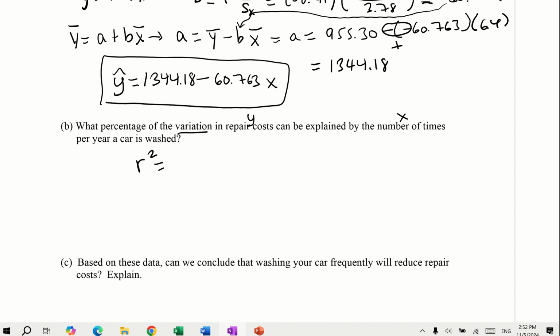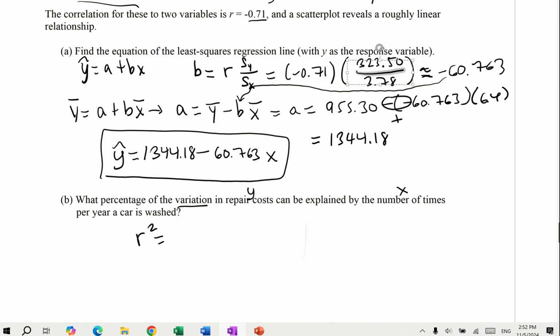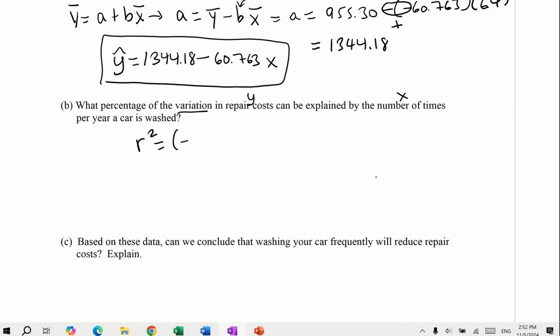So how do I get that? Well, they told us what r is, negative 0.71. So we have to take negative 0.71 and square it. We'll do that on the calculator. And you get 0.5041, which is 50.41%. So 50.41% of the variation in the repair costs can be explained by the number of times per year a car is washed.